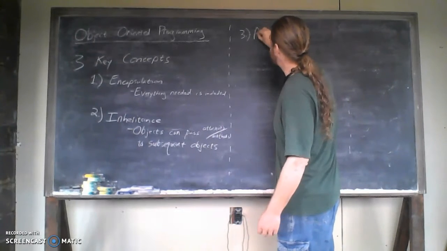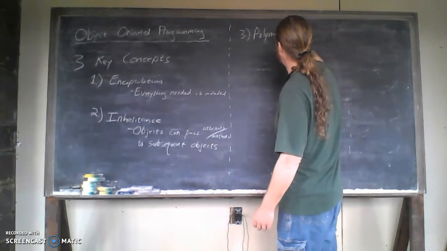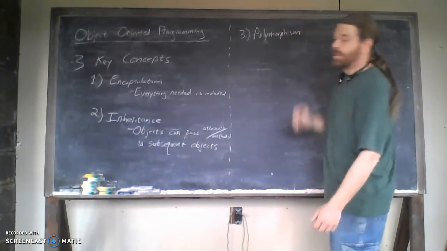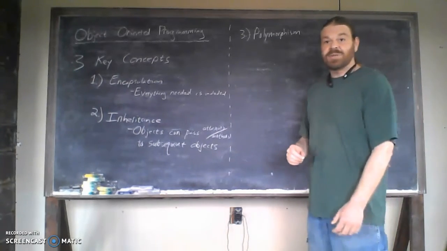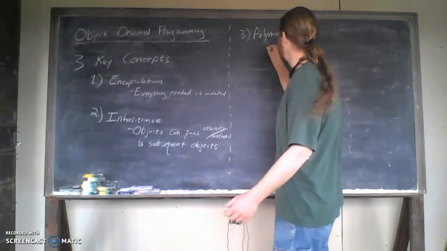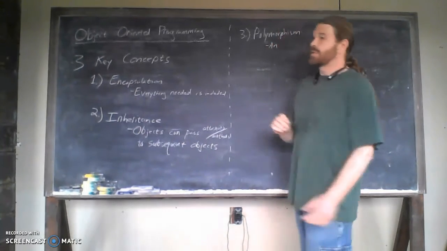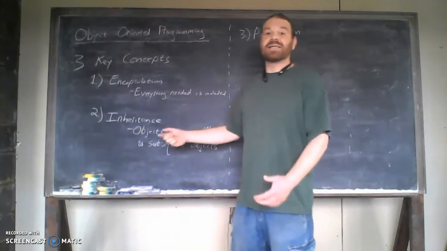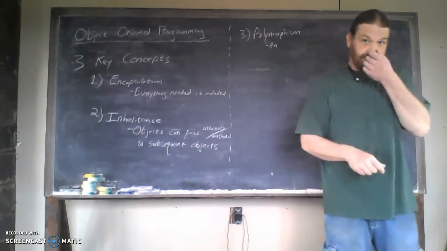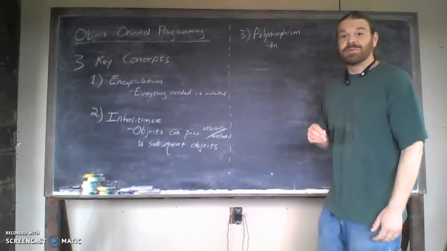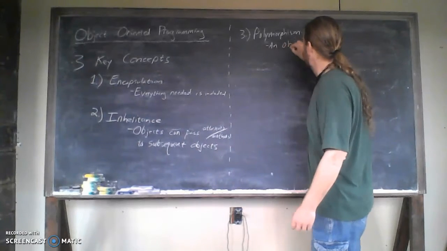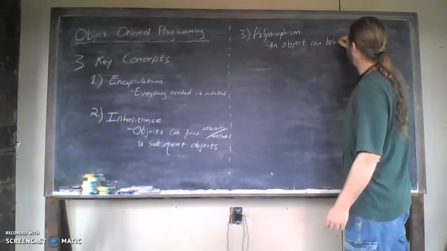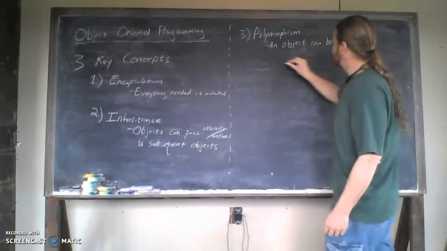Our third key concept, polymorphism. This is where an object can behave as a different object. So if we make a car object, that doesn't mean it can only ever be used as a car object. We can do other things with it. It'll make more sense when we see it in practice, hopefully. An object can behave as another object.